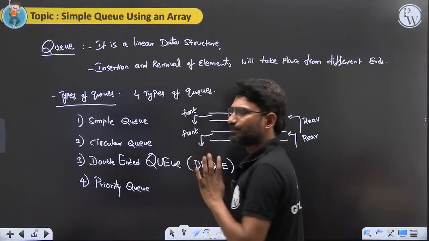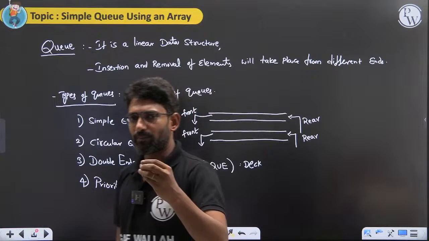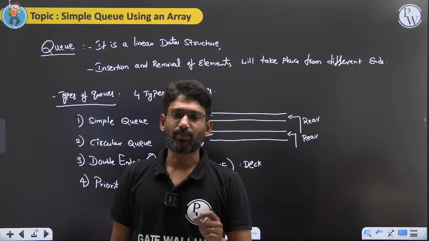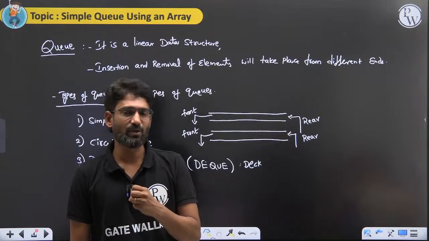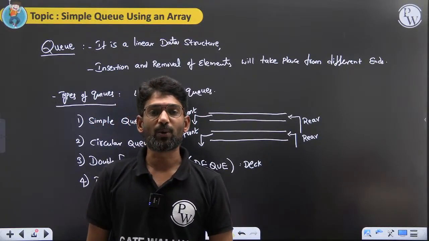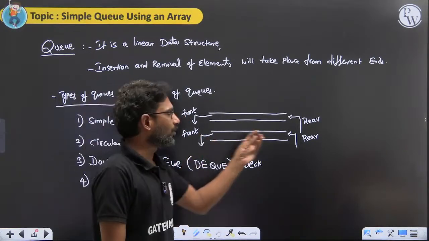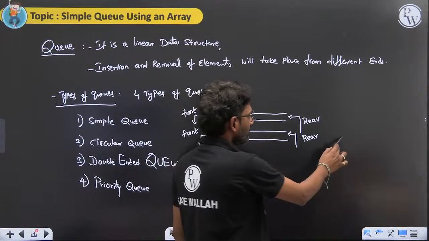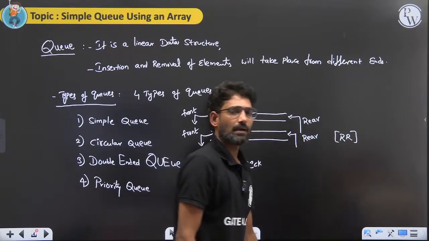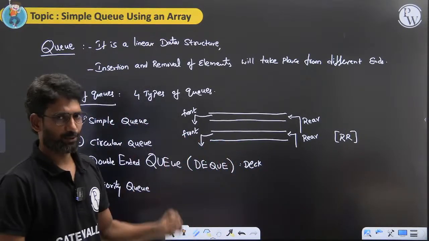Circular queue, we can say one popular application of circular queue is in the process scheduling, in the CPU scheduling. There is an algorithm called round robin algorithm, if you remember. So basically round robin algorithm works using circular queue.